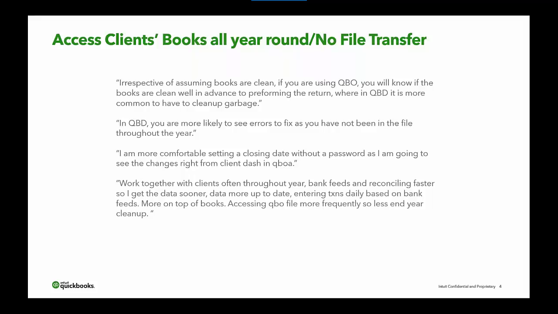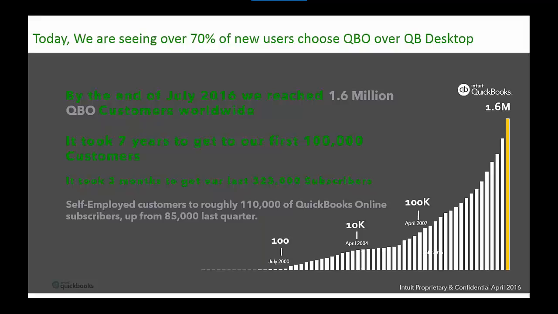Working together with clients often throughout the year, bank feeds. This particular accountant, she's reconciling faster. She gets to the data sooner. She's actually doing monthly engagements or even quarterly, so she's just able to stay on top of the books. So by the time the tax year comes along, there's not so much cleanup. Maybe she's just reviewing a month to 3 months' worth, whereas she knows 3/4 of the year is fine from the last time her staff was in there. Okay, so that's the experience, and I'm sure you guys would see that as well.